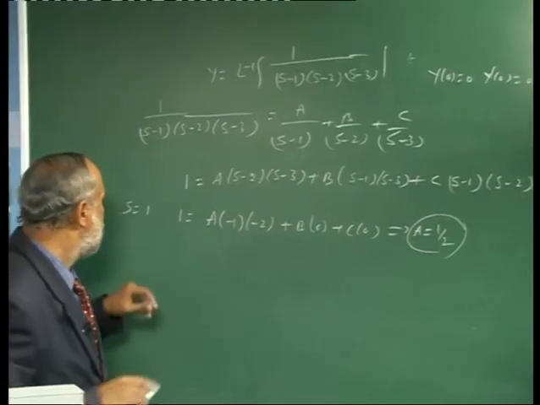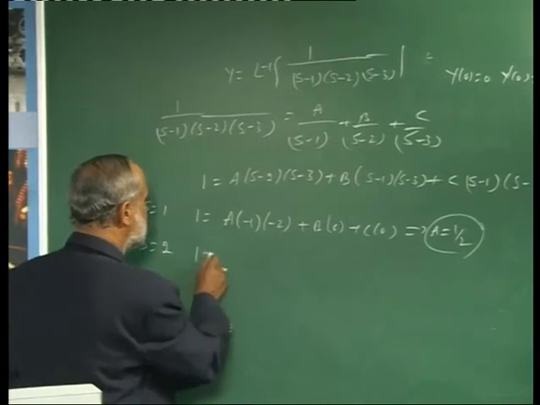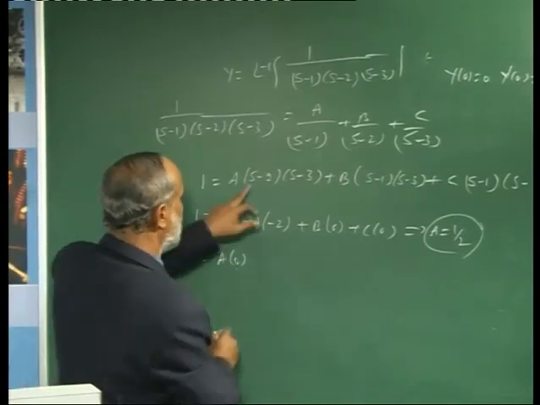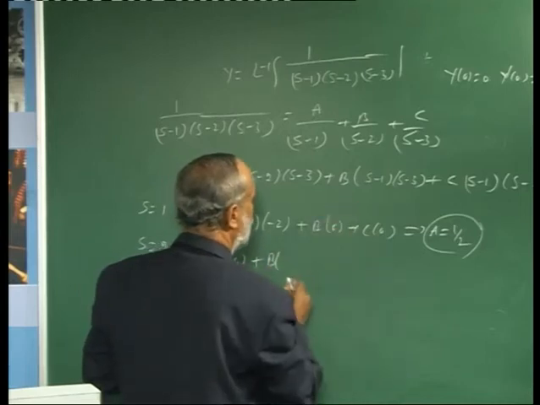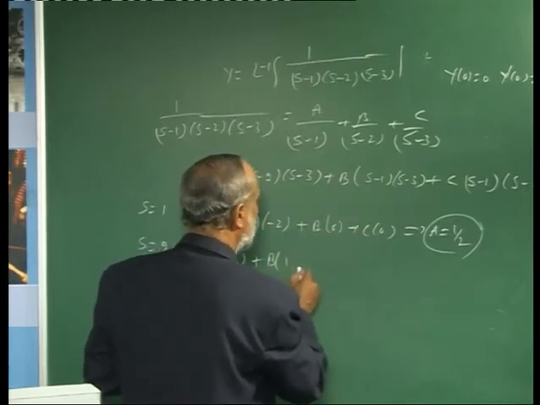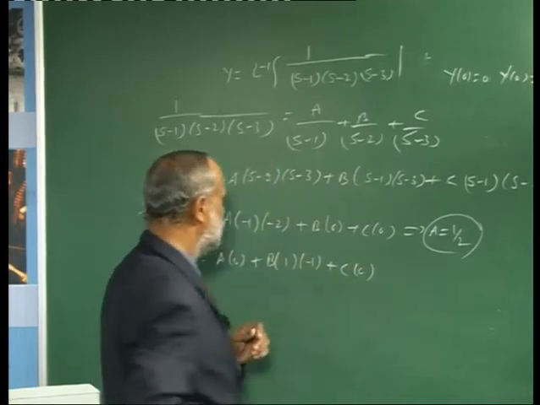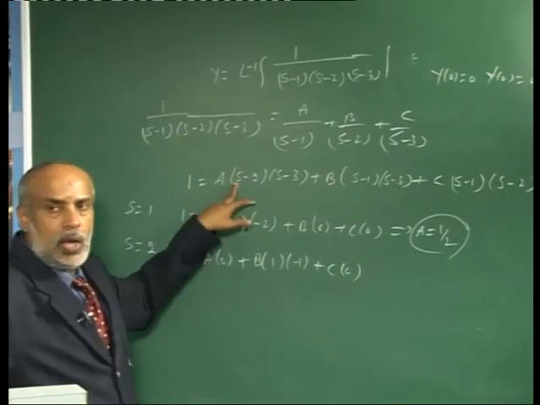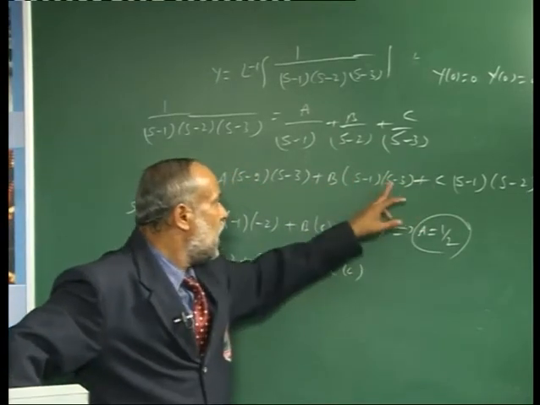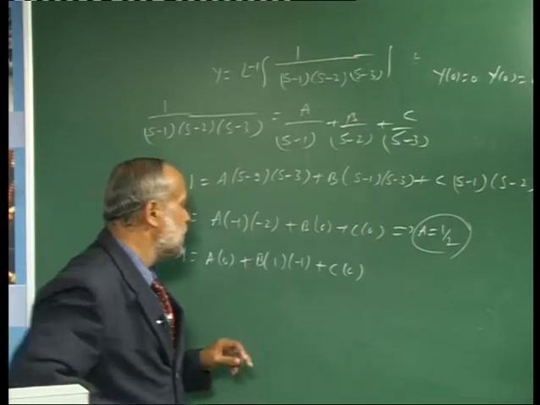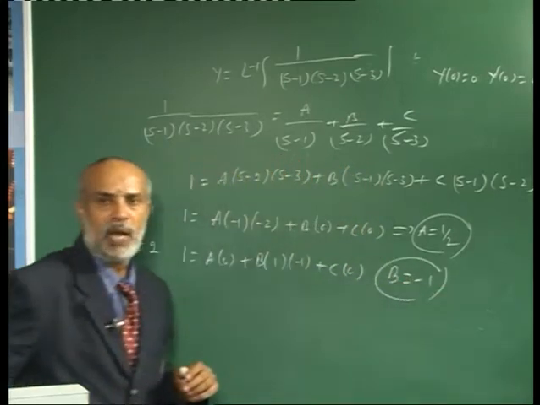Now again put s equal to 2. If you put s equal to 2, LHS is 1, a is 0 because of s minus 2, plus b into, putting s equal to 2, 2 minus 1 is 1, here 2 minus 1 is 1 and 2 minus 3 is minus 1, and c is 0. So a becomes 0, c becomes 0, and b is equal to minus 1.